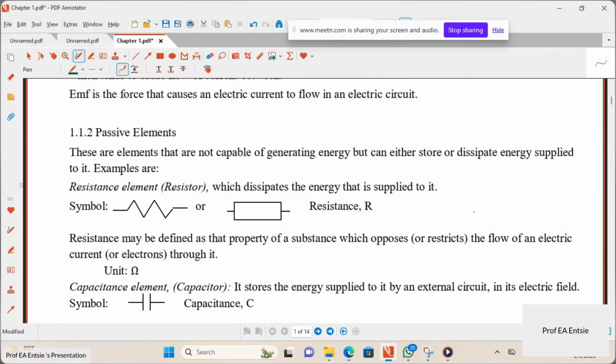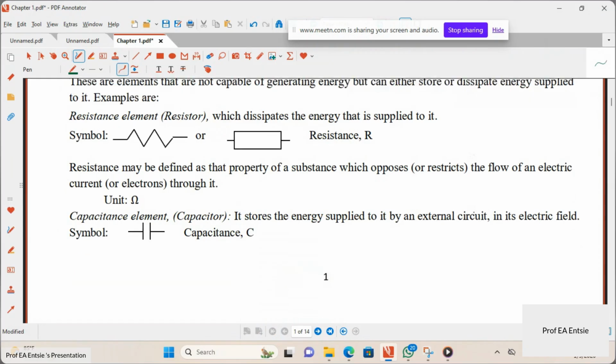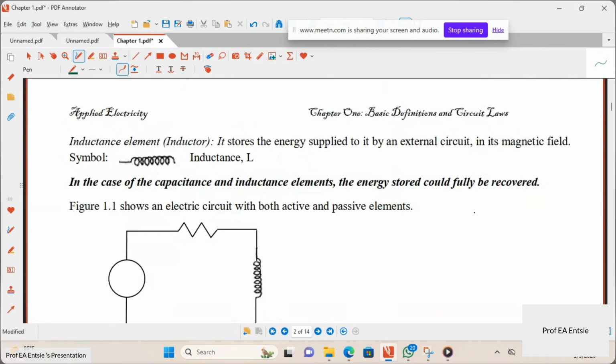And passive elements are elements that cannot produce energy, but they are able to store the energy that you give them and dissipate it as heat or to other materials. Resistance, capacitance, inductance are the properties. And the elements themselves are the resistor, capacitor, and inductor. So all these are to be known by you.